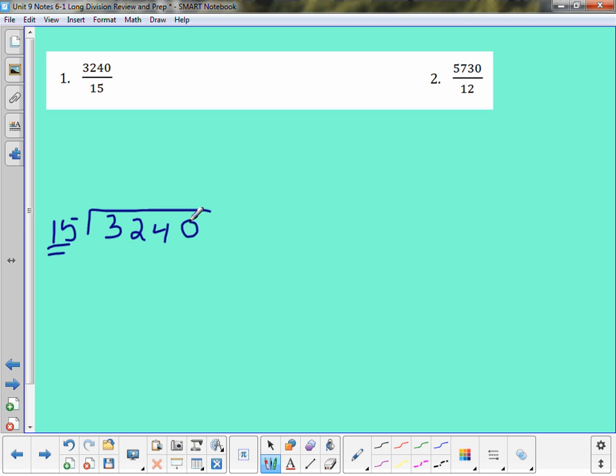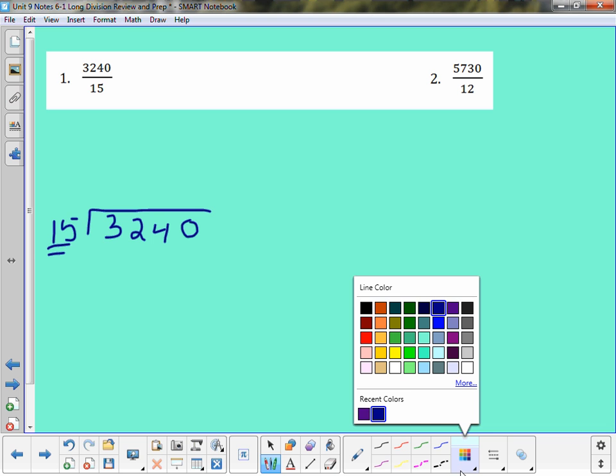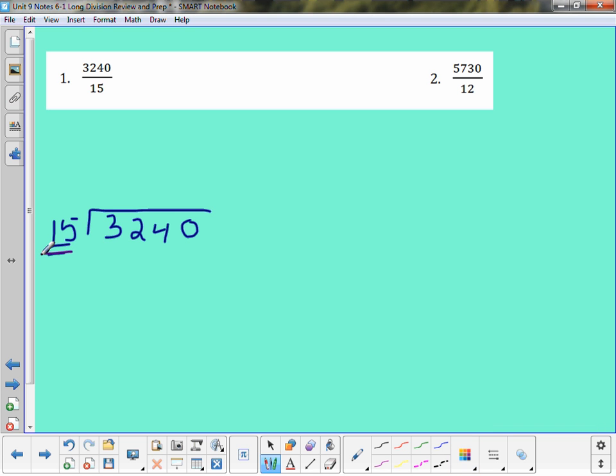So what we want to do is think of what can multiply to what. So we're going to start by looking at 15. So what times 15 is going to get us near 3? Well, that's never going to happen. So then we're going to look at these two together. So what times 15 is going to get us close to 32? Well, 15 times 2 is going to give us 30. So now I'm going to take 15 times 2, and that's going to give us 30.